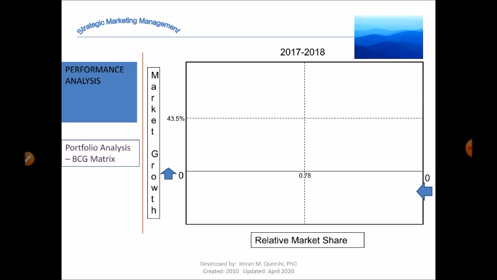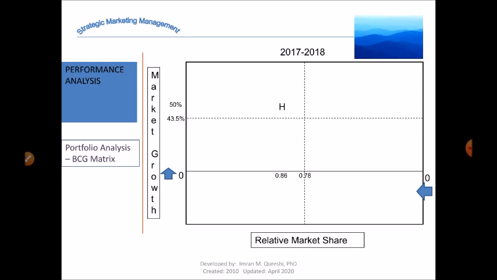Now let's see how the companies are performing. First of all, we look at this 50%. The first company we had is Huawei, which had a 50% market growth from 2017 to 2018, and the relative market share of Huawei was 0.86, and this is where Huawei is going to be placed. This is definitely in the stars quadrant.